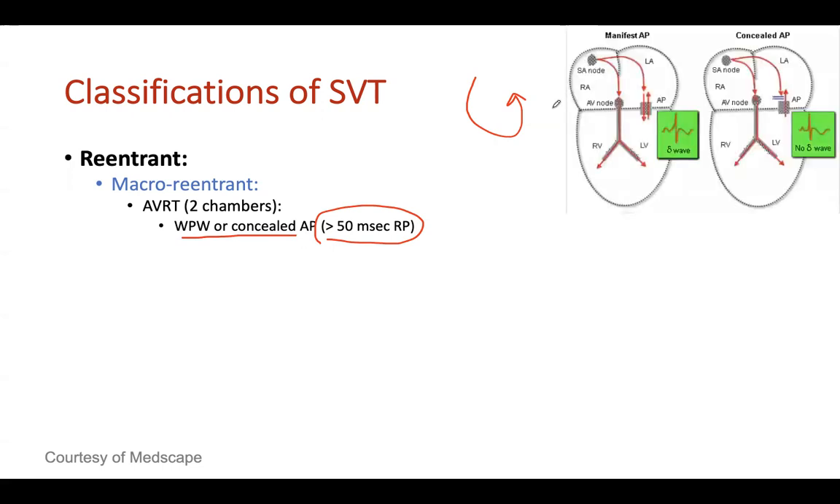Anyone? The direction of the pathway. Direction, right. So WPW, by definition, has to conduct antegrade. Concealed only conducts retrograde. Okay. Why is that important? Because the antegrade conduction is the dangerous conduction.